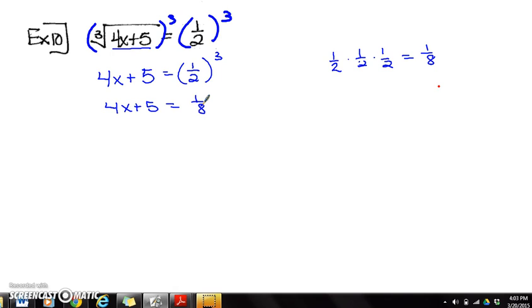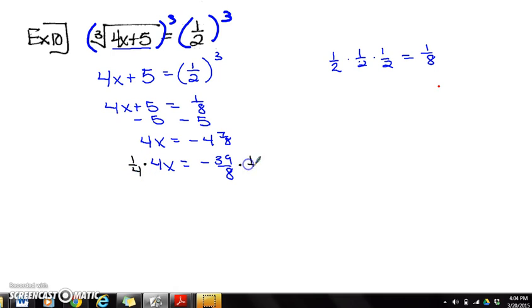We are then going to simply subtract the 5 over. And you're going to get 4x equals a negative 4 7/8. Well, wouldn't it be nice if we had that in improper form? So we're going to get that in improper form. How do you do that? You take 4 times 8, which is 32, plus your 7, which is going to give us 4x equals a negative 39/8.